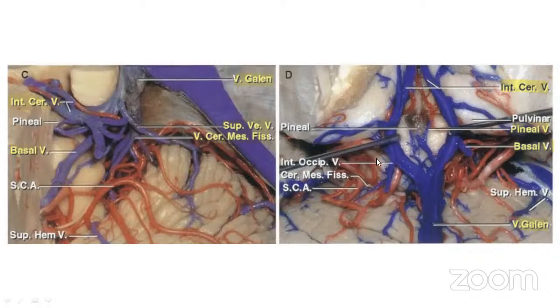This is a tentorial surface in which both the tentorial surfaces have been shown. Here we can see that the internal cerebral veins, along with the pineal vein and the basal vein, drain into the vein of Galen.